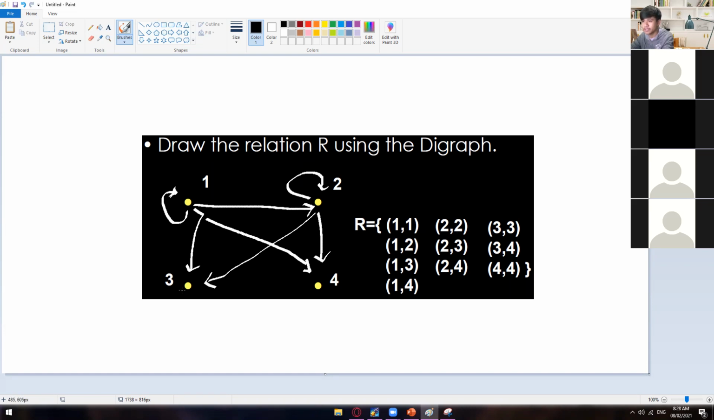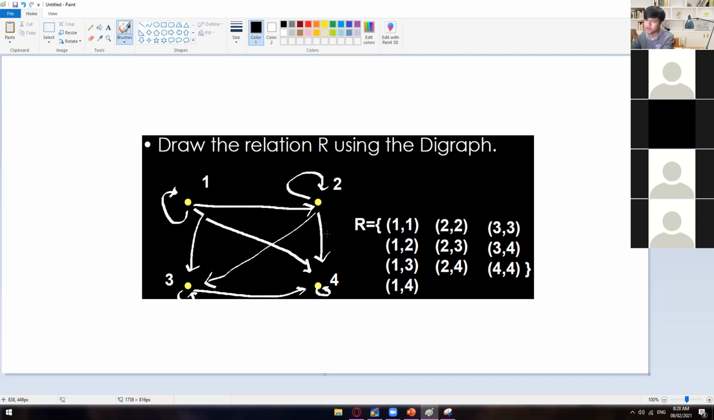Then we have here 3, 3, and then we have here 3, 4. Then we have 4, 4. Okay. So this is now the representation of this set relation into a digraph or diagram.